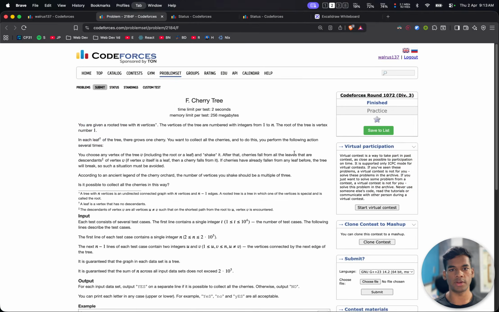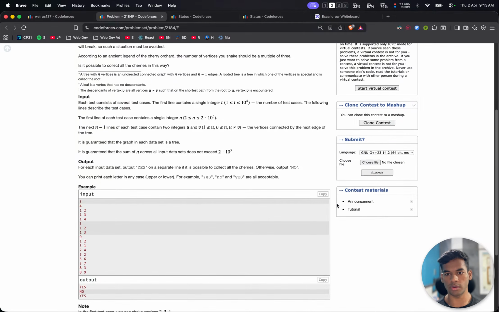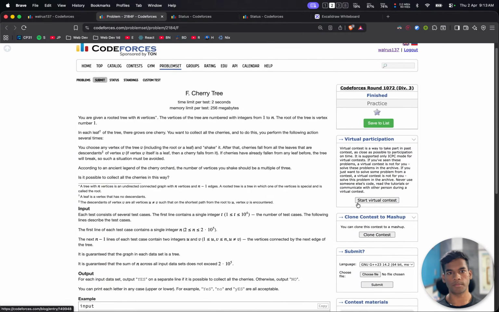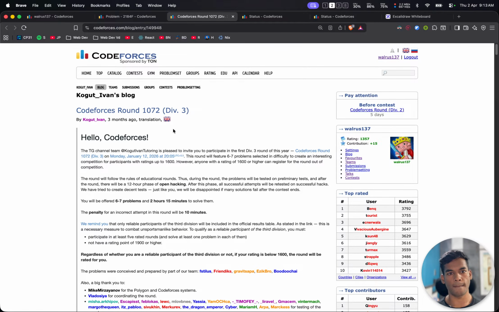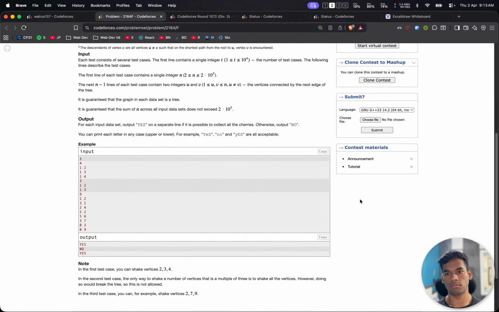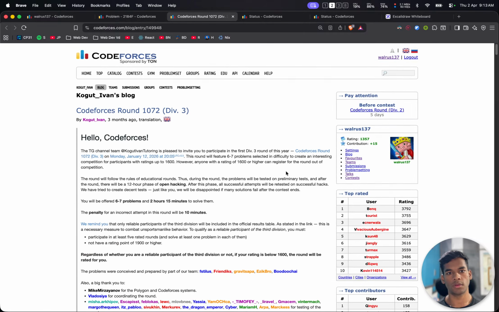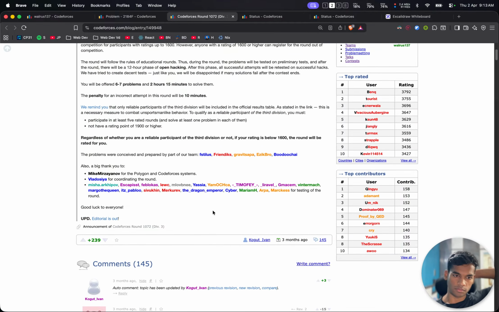This one was pretty cool. What is the rating for this one? This is F. Problem F in division 3. Problem F in division 3. Editorial.